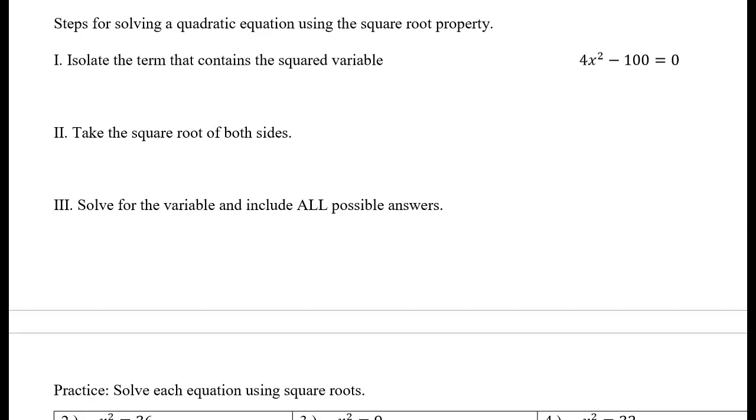Hello, this is Mrs. Sturgeon here to talk to you about how to solve a quadratic by using square roots. So let's go ahead and get started.